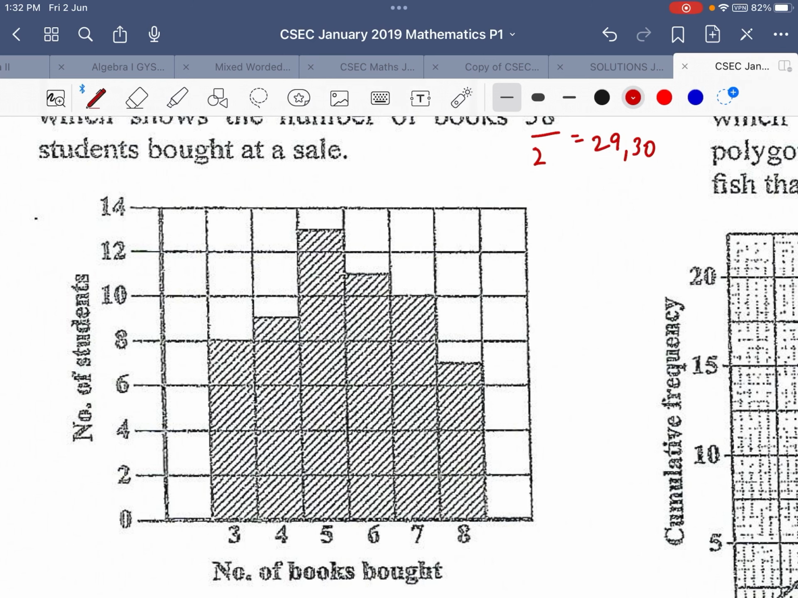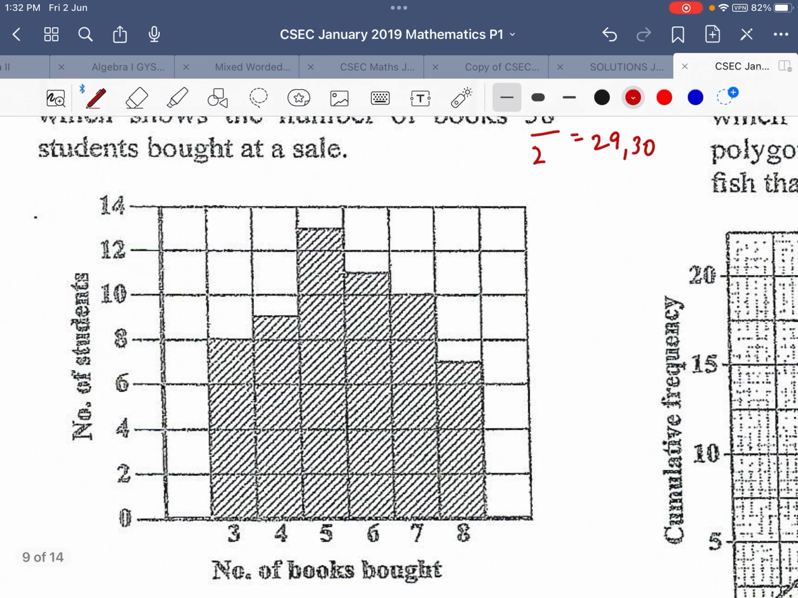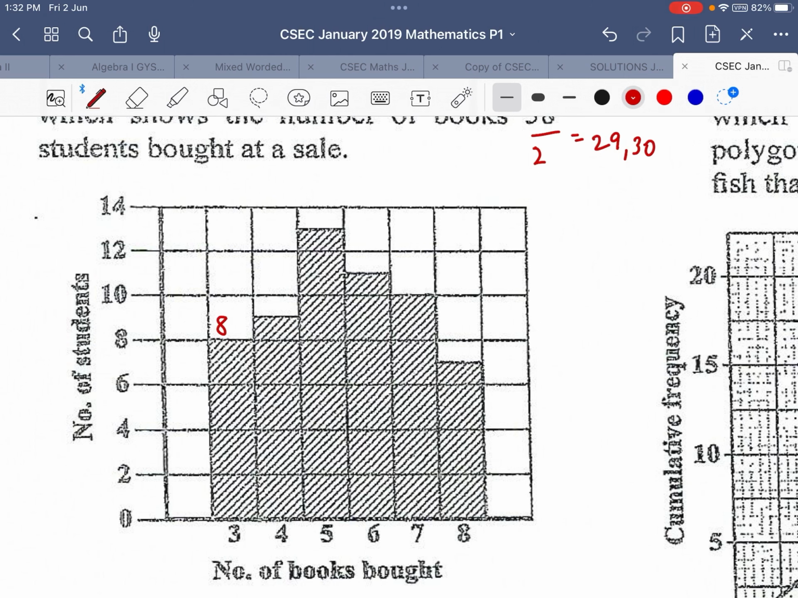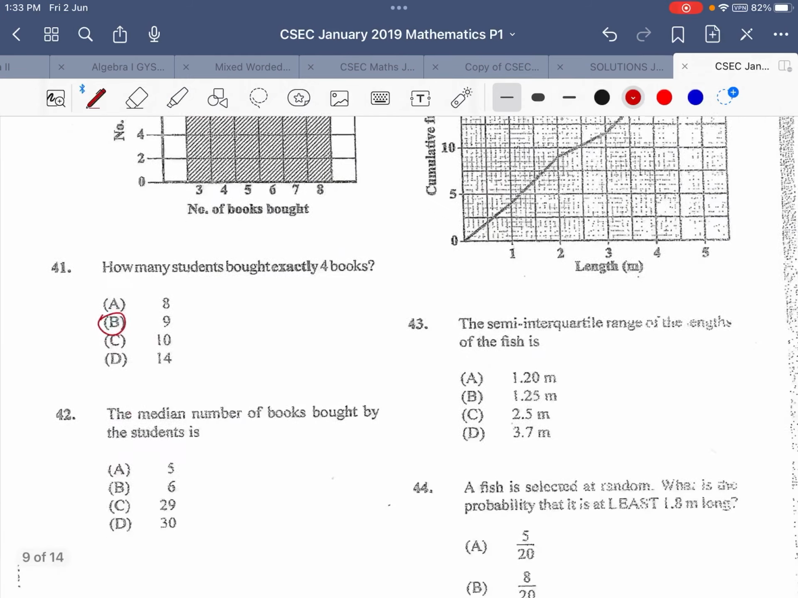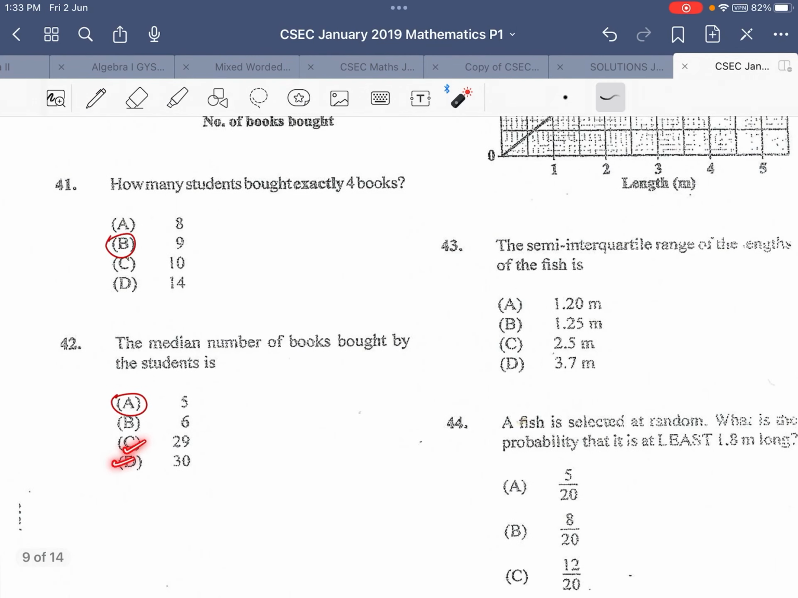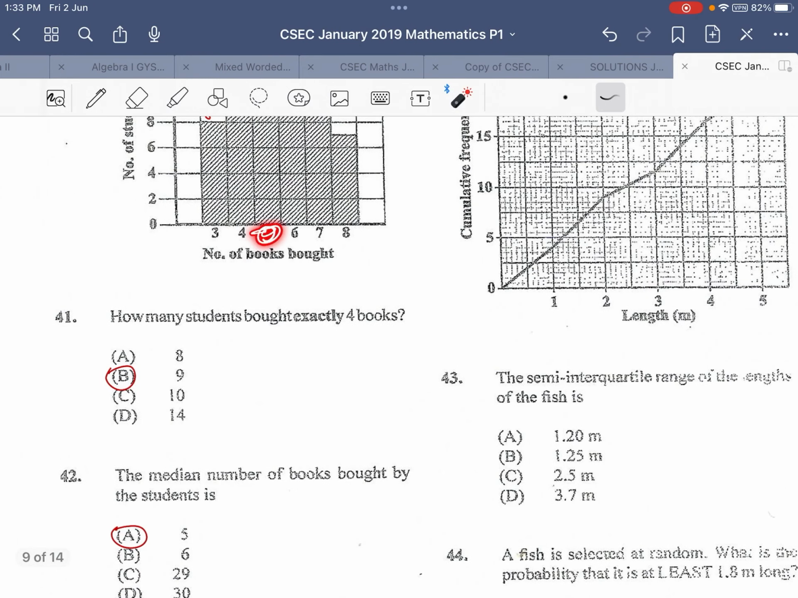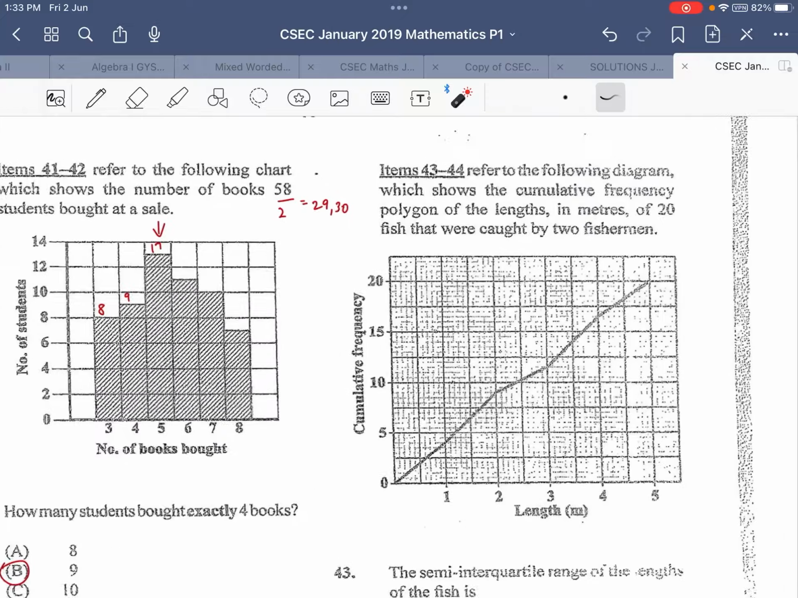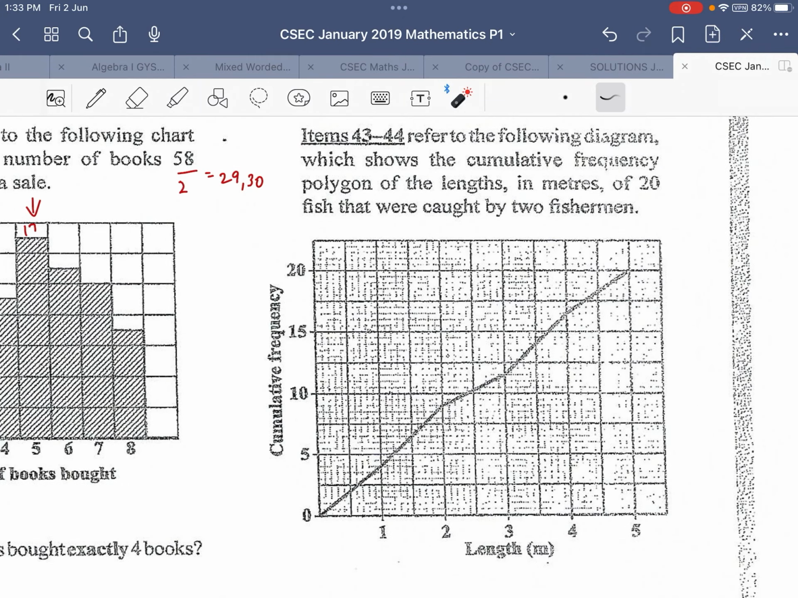So let's look at the frequencies. We have 8 students buying 3 books, 9 students buying 4 books, so that's 17, and then 13 students buying 5 books, so 17 and 13 is going to be equal to 30, right? So this is where your median would occur, and that's 5. Notice they have 29 and 30, but you're looking for the median number of books, so you give a number of books. Okay. Next question.